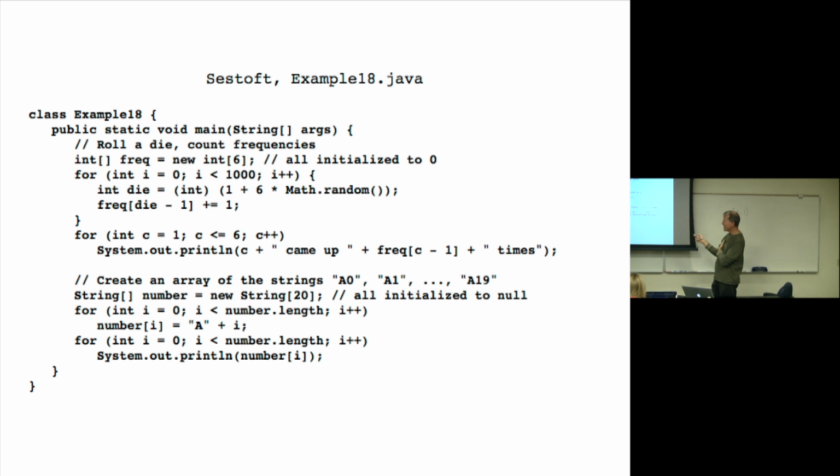And then 1 plus that is a number between 1 and 6.99999. Is everybody with me on this? This is higher math? Is everybody good? All right. And then int does what? Int in the parentheses does what? What's that called? There's a word for that. Type what?